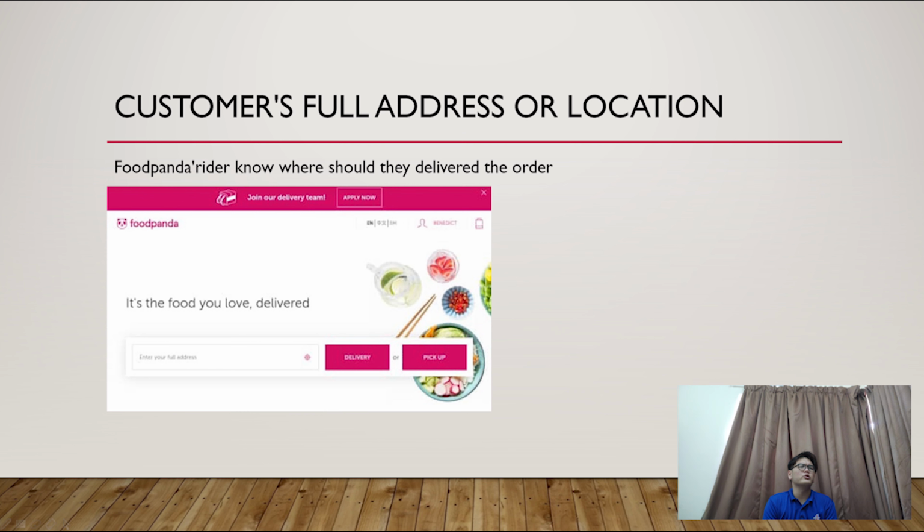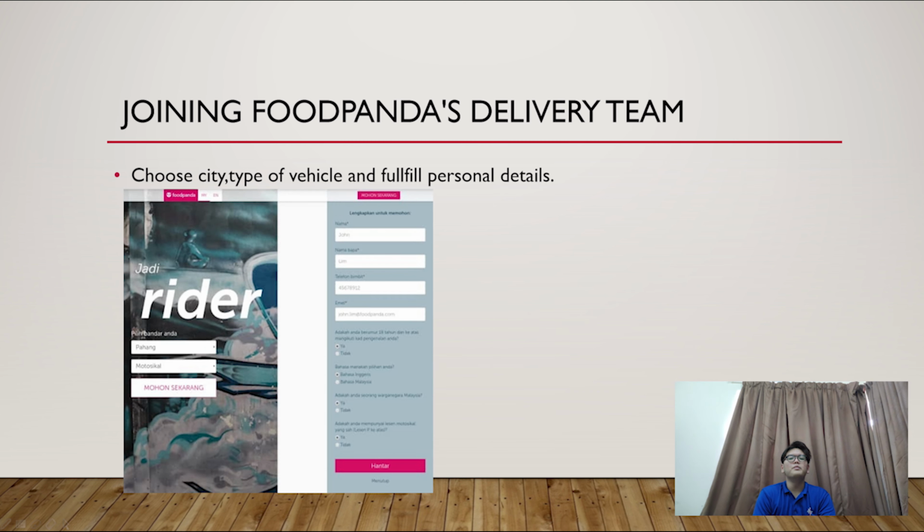My first point is customers should enter their full address or location before they order food from FoodPanda so that the food they have ordered will be delivered to them. My second point is those who are interested in joining the FoodPanda delivery team can apply on the FoodPanda website. They need to choose what city they are in and choose their type of vehicle. Then they have to fill in their personal details.